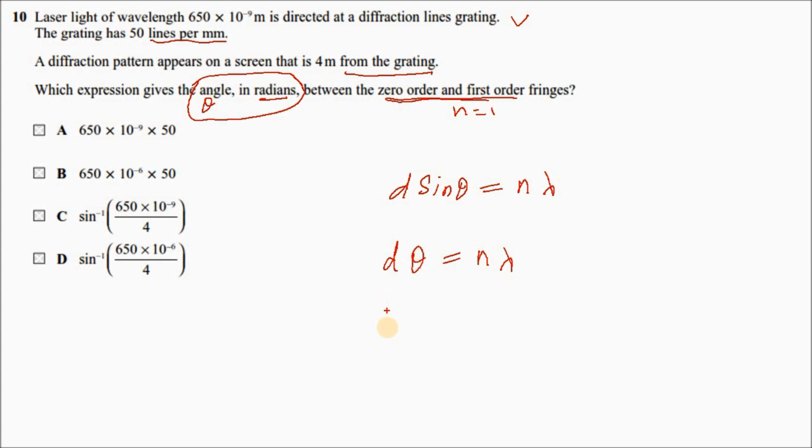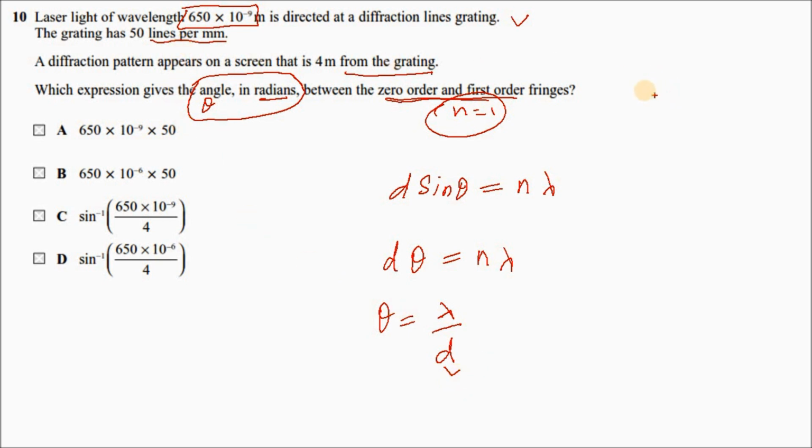And now we need to find the expression for theta. So theta is equal to n lambda by d, and n is equal to 1. So theta is equal to lambda by d. And lambda is 650 × 10^-9. What about d? d is the grating element, that means the distance between two slits.